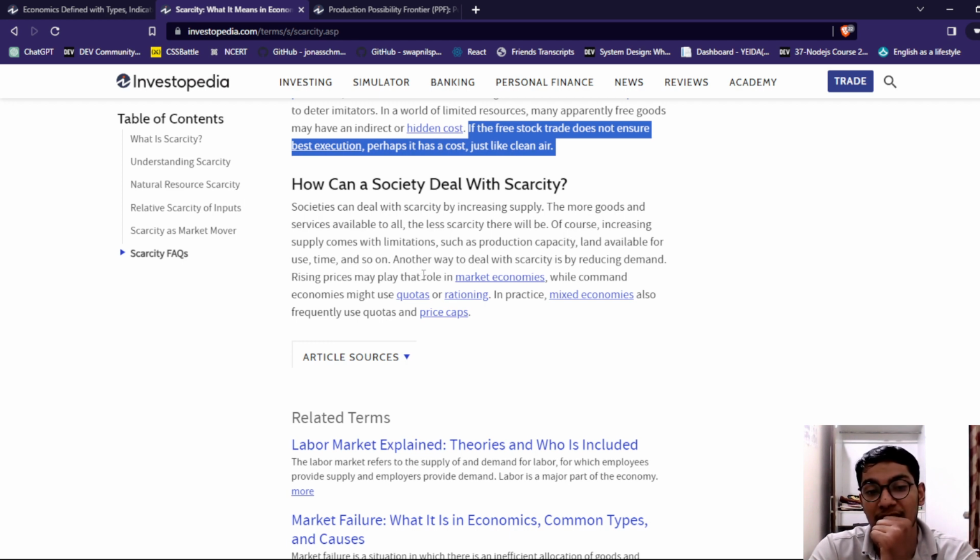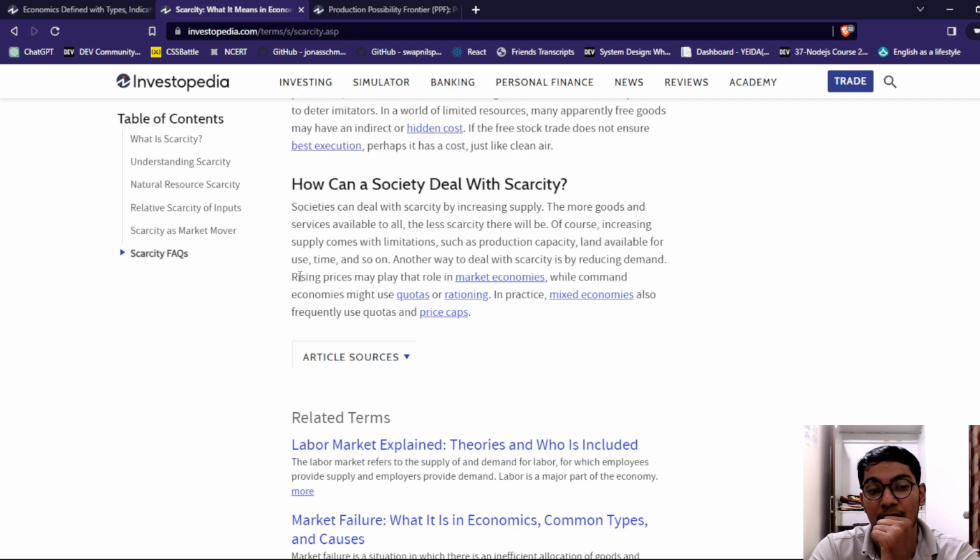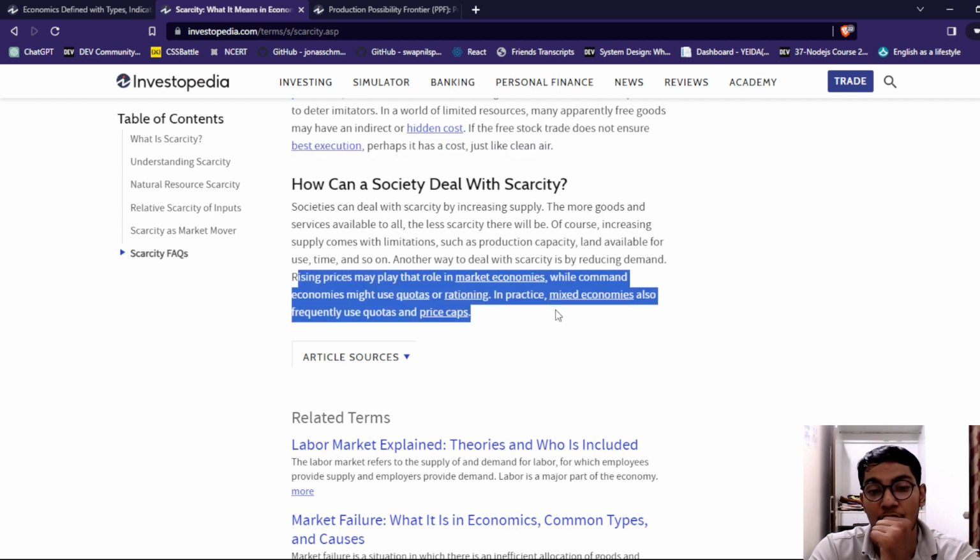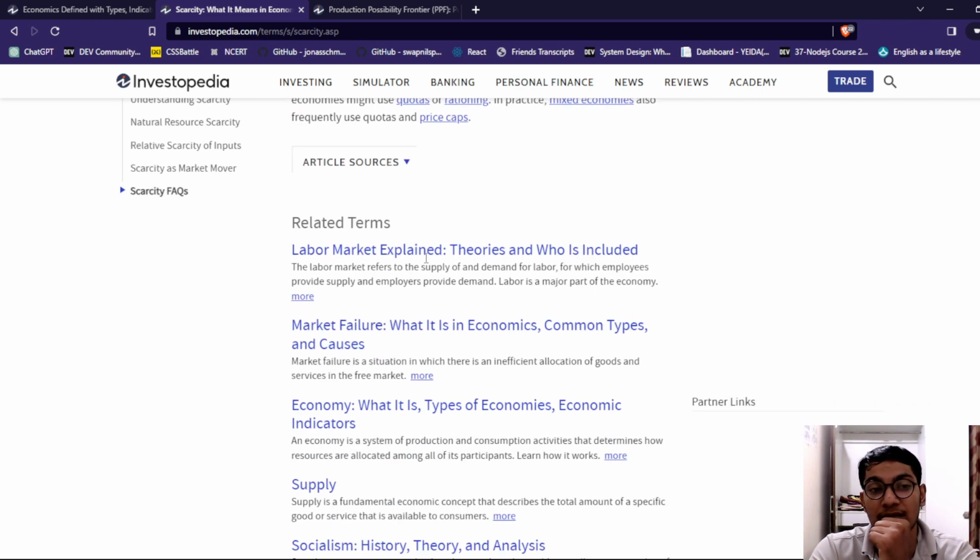Another way to deal with scarcity is to reduce demand. Rising prices may cause this in market economies. While command economies might be quite interesting, in practice mixed economies also frequently use quotas and price controls.